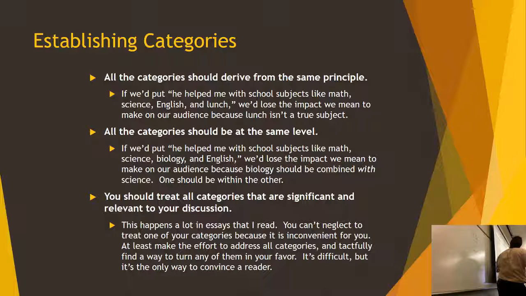And you should treat all categories that are significant and relevant to your discussion. So if there's a category that's inconvenient for you, for example, if you're doing the solutions on a paper, let's say you're doing the school shooting category, and you're saying here's the major cause, and you come up with a cause that somewhat ignores one of the big factors that people have talked about, then that's going to be unfortunate. You don't want to do that. You should never ignore an unsightly negative because you don't know how to deal with it. That happens a lot in politics.